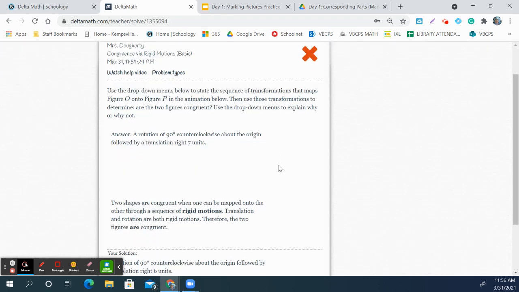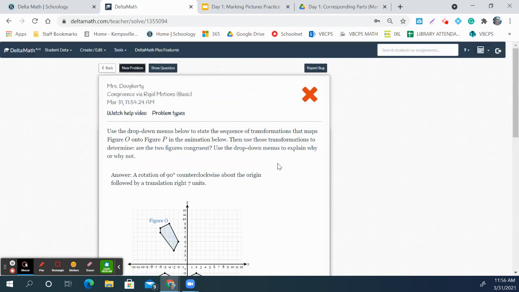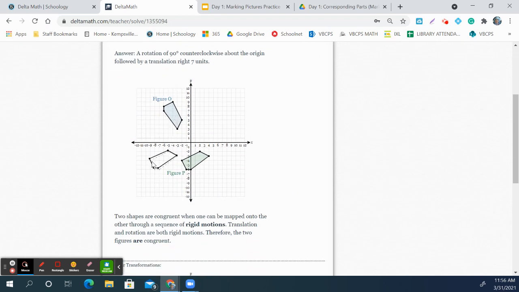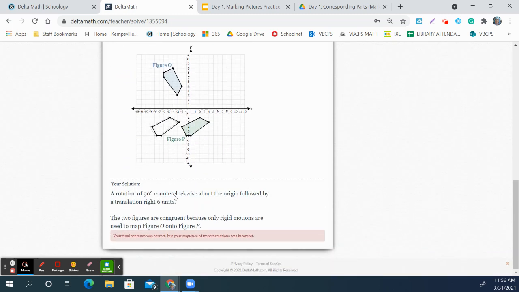Okay, what did I do wrong? Did I go backwards? Figure O onto figure P in the animation below. So O goes counterclockwise. Rotate 90 degrees counterclockwise, followed by a translation right, 6 units. 1, 2, 3, 4, 5, 6. Oh, it should have been 7 because I can't count. So be careful. You want to make sure that you count correctly. I counted 6, not 7. From -5 to +2, that's 7. I should have gone by the numbers, not my eyeballs. You should work on this for about 10 minutes or so, just trying to get a hang of it. I'm going to stop sharing for a minute if I can.